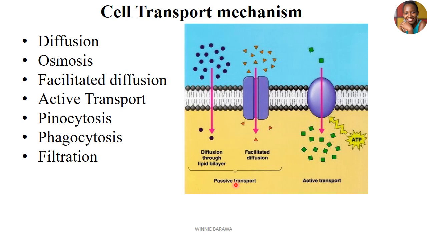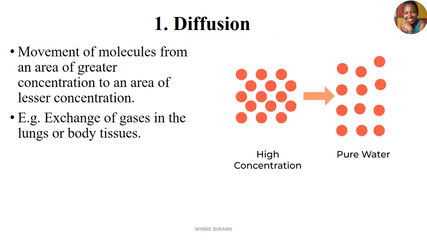With passive transport, where there's no use of energy, we have categories such as diffusion, osmosis, and so on. Our key focus in this class will be diffusion, osmosis, facilitated diffusion, active transport, pinocytosis, and phagocytosis. So let's begin with the first mechanism, which we call diffusion.